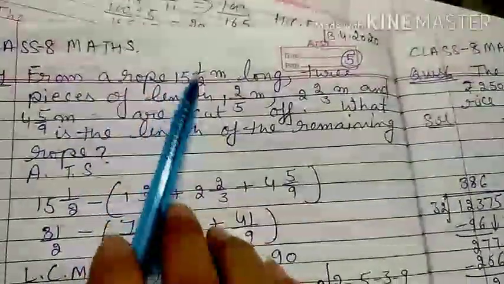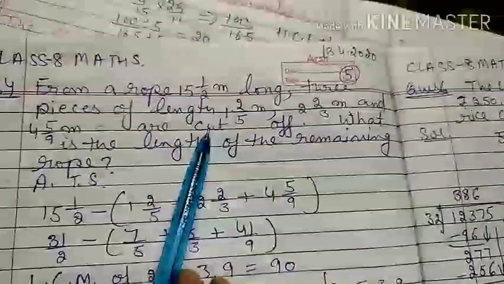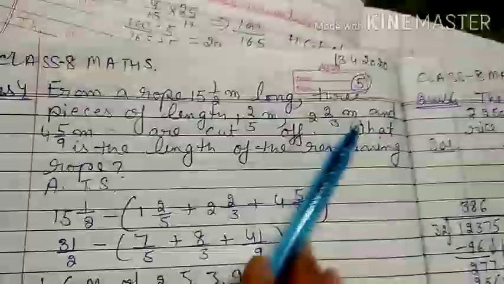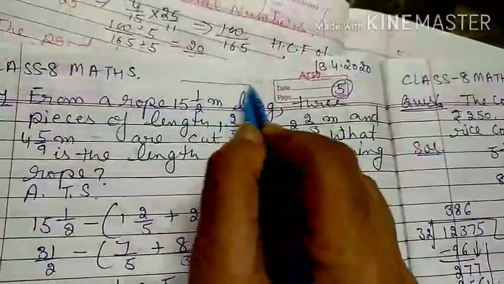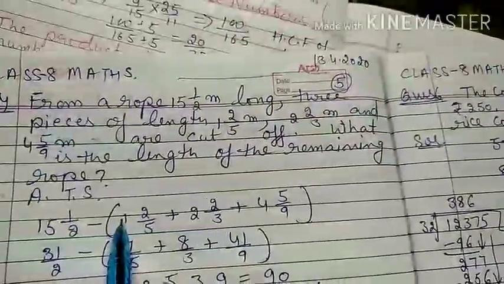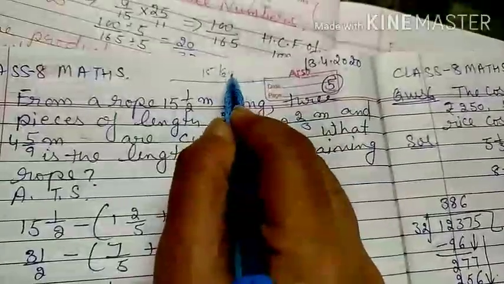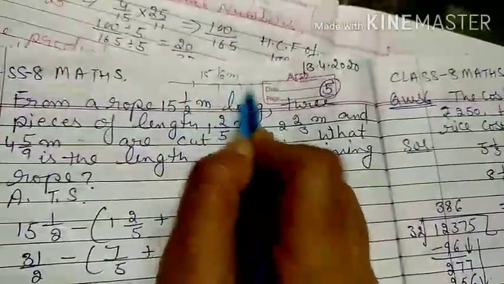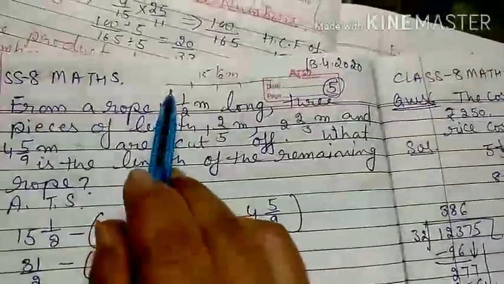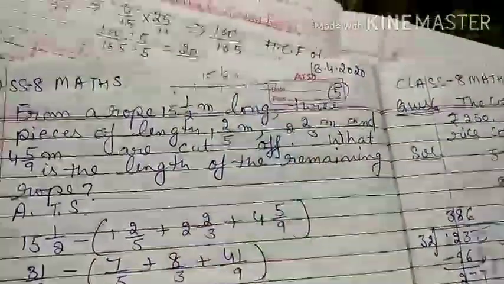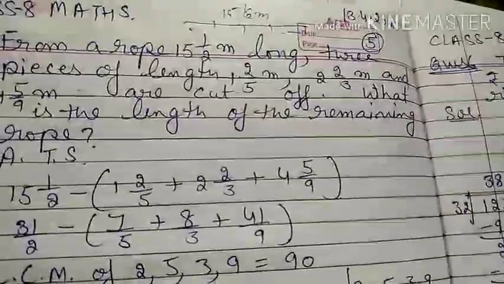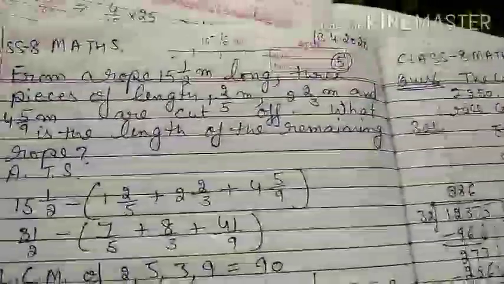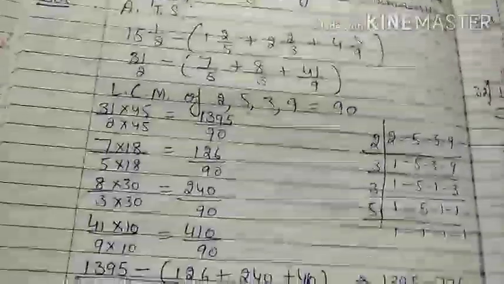Next is your fourth question. From a rope of 15 into 1/2 meter long, 3 pieces of length 1 into 2/5 meter, 2 into 2/3 meter and 4 into 5/9 meter are cut off. Suppose the whole length of the rope is given, and it is cut into different parts. The first 3 parts' lengths are given, and you have to find the length of the fourth part. So you add the 3 given lengths and subtract from the whole length of the rope. That will give you the length of the remaining part.